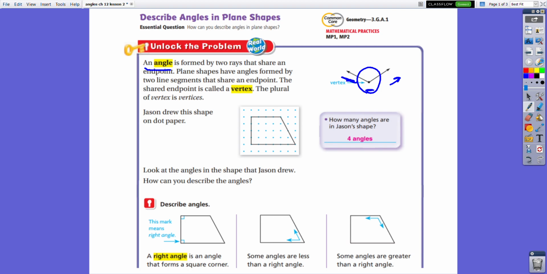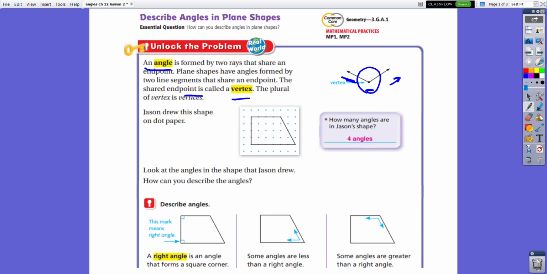Now they said here the shared endpoint is called vertex. So we can name it as vertex. Okay, and the plural of vertex is vertices. Okay, girls and boys, all of you. So here we will have angles. How can we have angles? When we have two rays meeting together in one area.